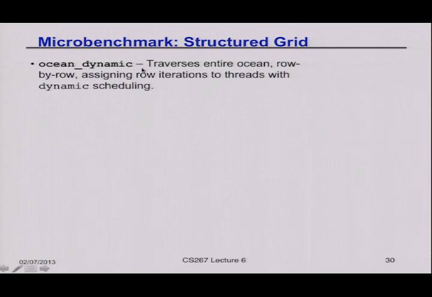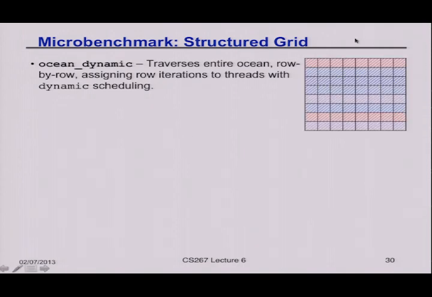And so what I'm going to do in this first code is traverse the entire square ocean, and I'm going to do it row by row. I'm going to assign row iterations to threads with dynamic scheduling. So here, imagine I have this 8 by 8 grid. I'm going to take the first 8th of the rows and assign it to the red processor, and then the next 8th of the rows to the blue, and then the purple, and then the green. Since I'm doing it dynamically, you don't know which subset of rows you're going to get. So the red processor might get the first chunk of rows and the 7th, just because that's what the dynamic scheduler happens to do. So that's going to be my first implementation.